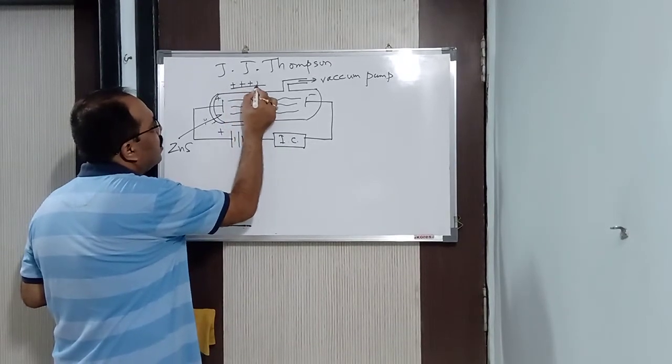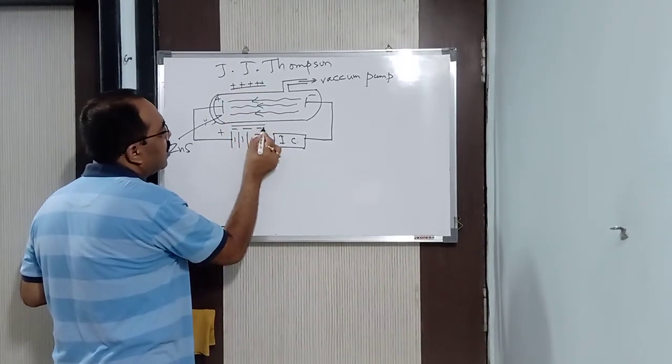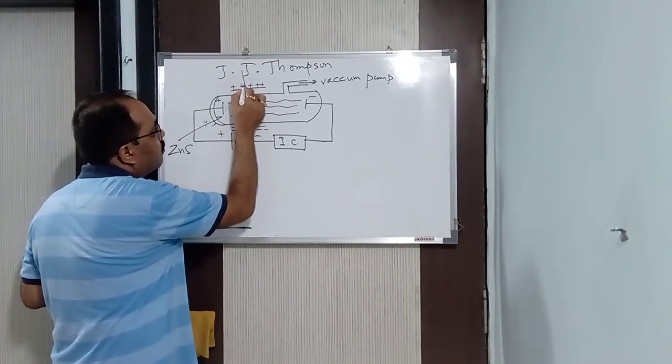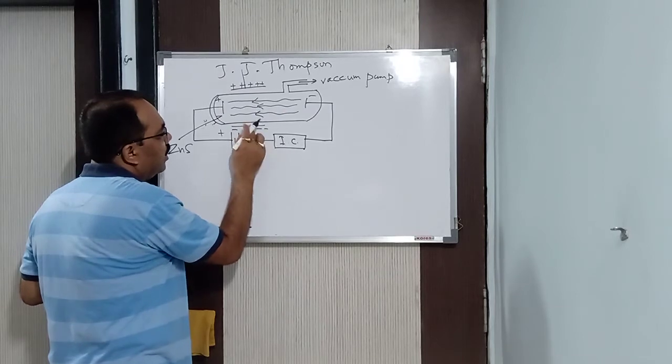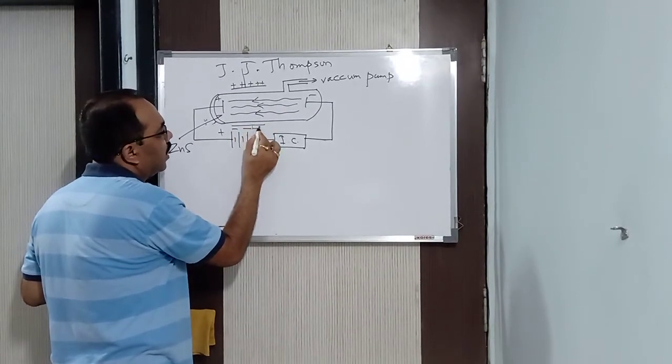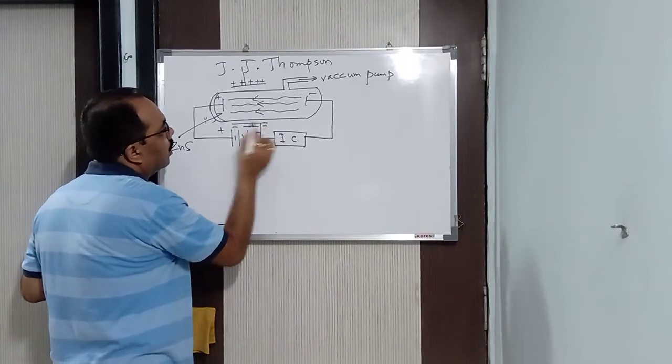One positively charged electrode here and one negatively charged electrode here. We will place two electrodes, one positively charged and one negatively charged. This is the positively charged electrode and this is the negatively charged electrode. You can see very clearly that the charge is negative. Clear?